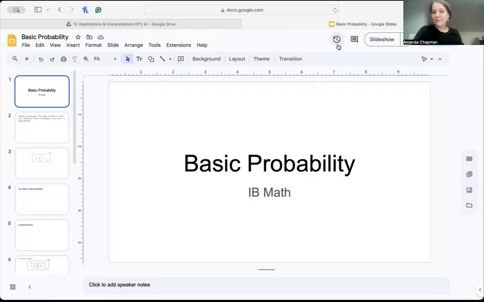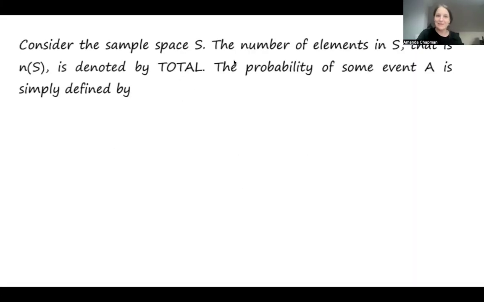This is probability, basic probability, and then the next one will be conditional probability. And this is my second time to film this because I totally forgot to record it the first time. So hey, I got a practice run.